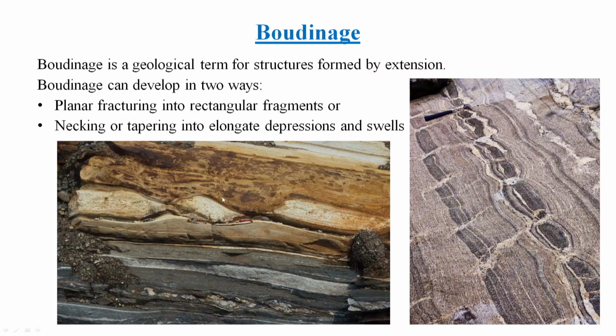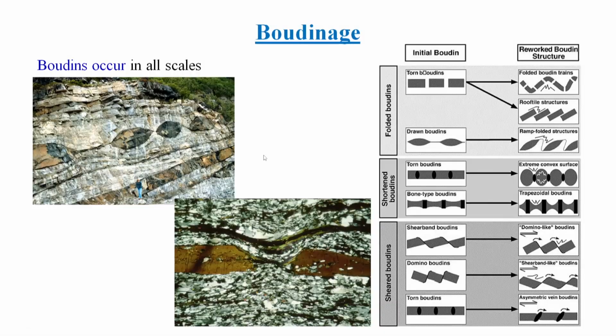So if you are extending a layer, what will happen? It will stretch till its inherent strength is exceeded. Once the inherent strength is exceeded, it will break up, but in a ductile fashion. It will not break like a joint or fault, which we'll be discussing in a bit. And boudins also occur at all scales, like folds. You can see large boudins, pinch and swells in the field. Also under a microscope you can see them like this.